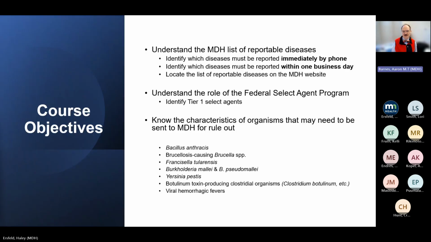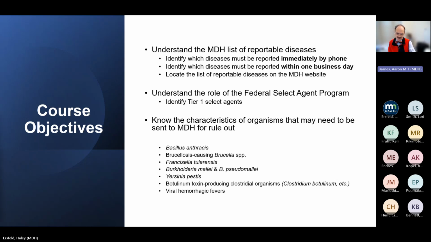All right, so here's what we're going to talk about. We'll talk about the list of reportable diseases here at the Minnesota Department of Health. We'll talk about what diseases in general have to be reported immediately by phone, which ones we can wait a business day for, and then how you can find all this stuff. We'll talk about the Federal Select Agent Program a little bit, just to remind people how that works, and talk about what the Tier 1 select agents are, the ones that we're most concerned about. And then we'll review the big ones.